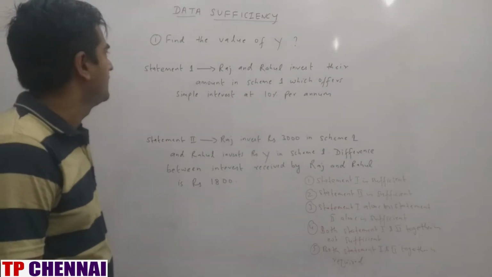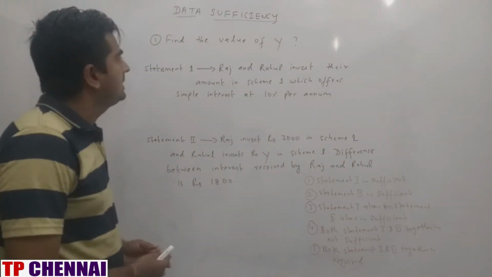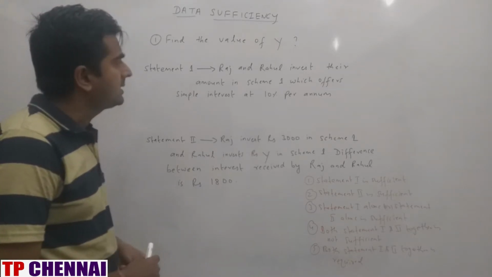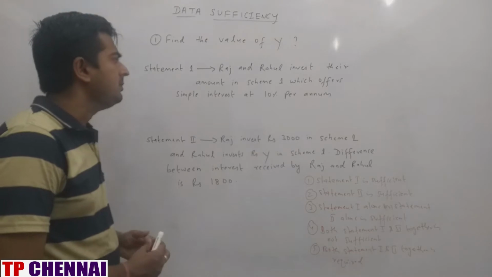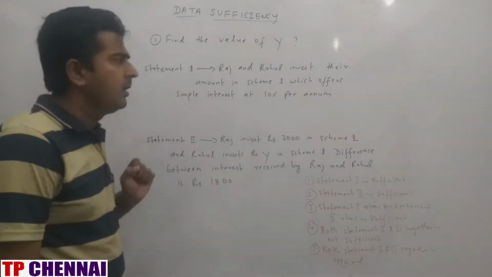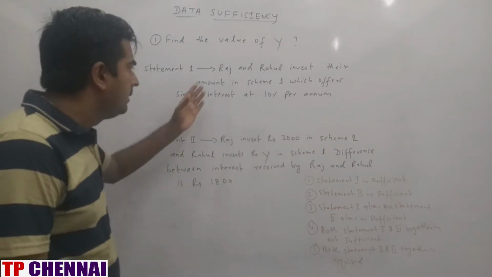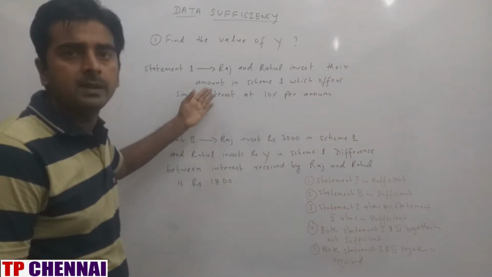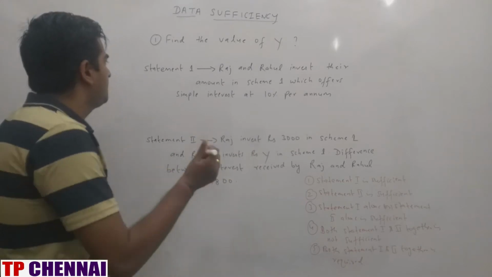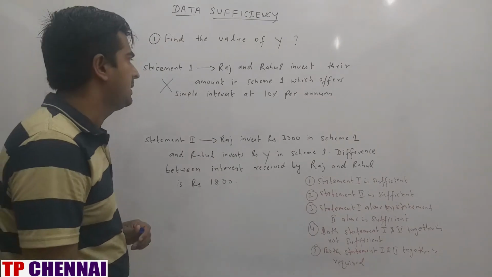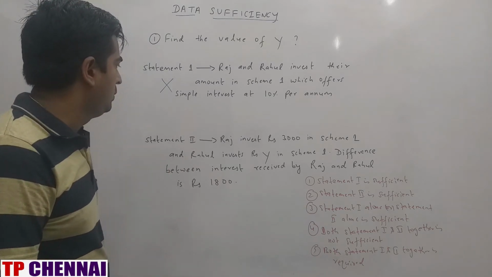Find the value of y. Statement 1: Raj and Rahul invest their amount in scheme 1 which offers simple interest at 10% per annum. When I read the first statement, what I found is they are asking to find the value of y, but nowhere in the first statement have they mentioned anything about y. That means statement 1 is not sufficient. It's not sufficient. Come to statement 2.